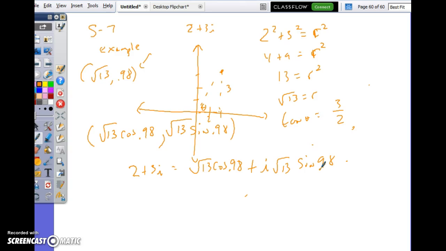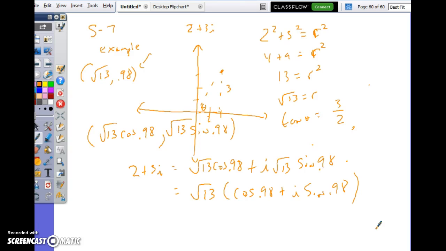Because I'm going to finish this up, and then I'm going to show you a cute little form for this. And then after that, I'm going to show you some great math going with just this. Cleaning this up, I might rewrite this as root 13, parentheses, cosine 0.98 plus i sine 0.98. Just pull out the root 13.